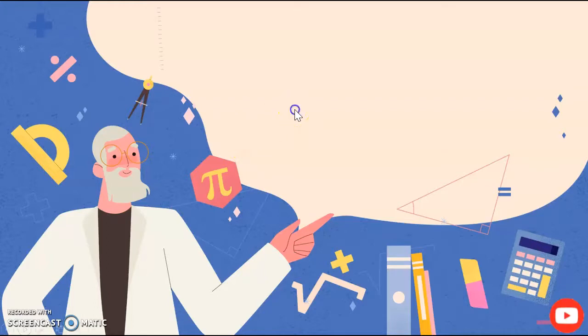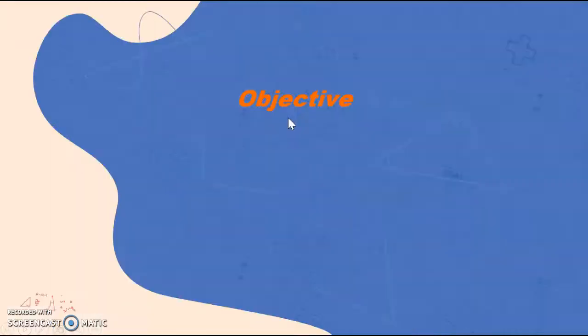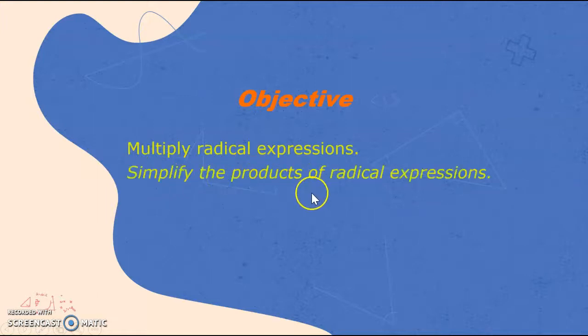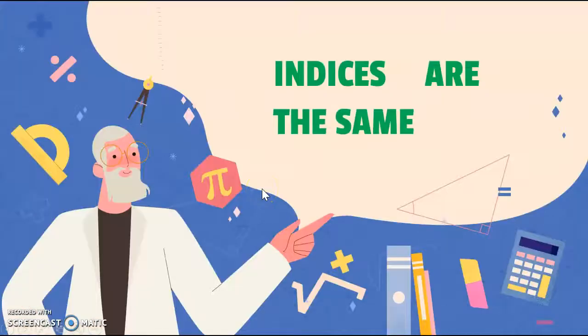So our objective in this video is obviously to multiply radical expressions. Tapos pagkatapos nating i-multiply yung mga radicals, we simplify the products of this radical expression. So we begin by identifying which case the radicals belong to.